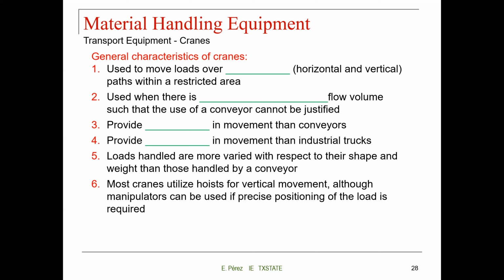So here we have the transport equipment cranes. General characteristics of cranes: they're used to move loads over variable paths within a restricted area, and they're used when there is insufficient flow volume, such that the use of a conveyor cannot be justified. They provide more flexibility in movement than conveyors, and less flexibility in movement than industrial trucks. Loads handled are more varied with respect to their shape and weight than those handled by a conveyor. Most cranes utilize hoists for vertical movement, although manipulators can be used if precise positioning of the load is required.